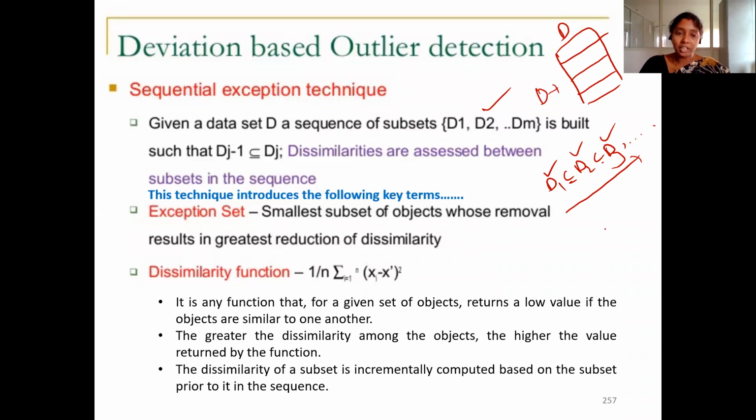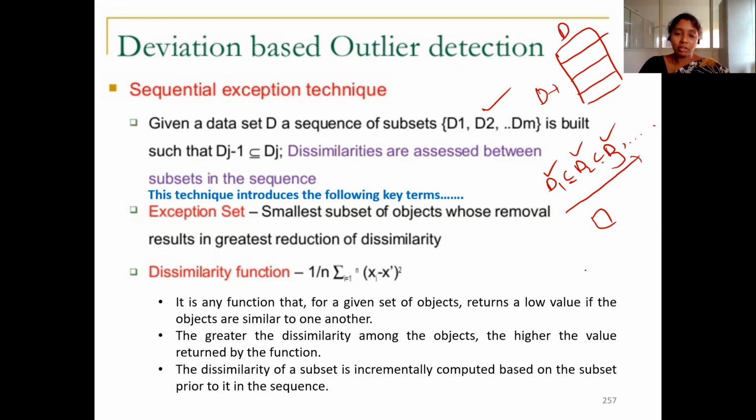So this technique introduces key terms like exception set. So what is the exception set here? The smallest subset of objects whose removal results in the greatest reduction of dissimilarity, that is the exception set. So you need to identify all the subsets, and among all the subsets, you need to identify the smallest subset whose removal results in the greatest reduction of dissimilarity.